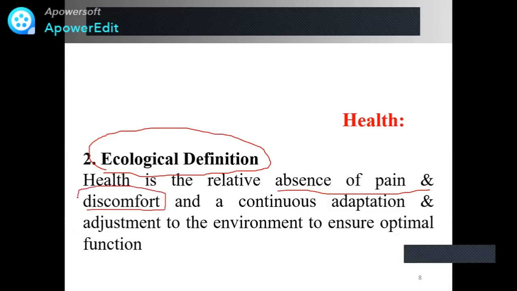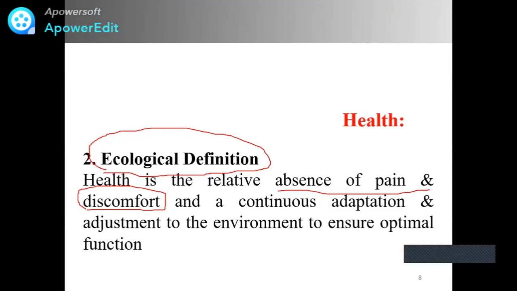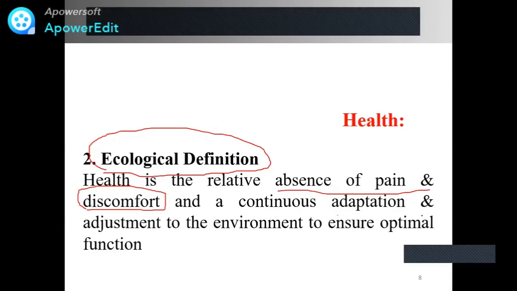Not the diseases here. Then, according to the biological definition, the absence of diseases. Here, under the ecological definition, they emphasize absence of pain and discomfort and continuous adaptation and adjustment to the environment to ensure optimal functions for the maximum contribution. Consider the adaptation and adjustment to the environment.